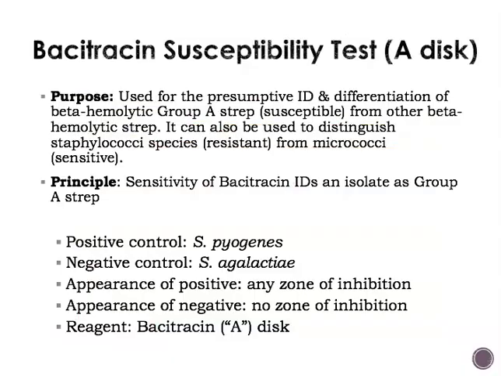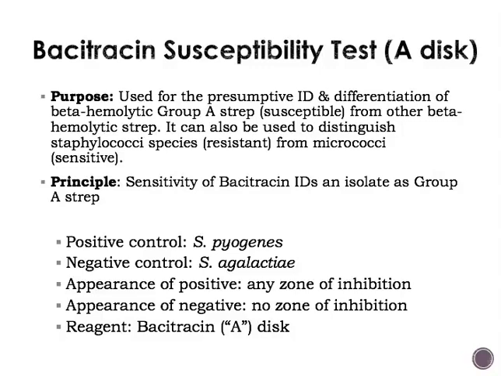Okay, the next test is the bacitracin susceptibility, also known as the A-disc. We use this one for the identification of group A strep. It is used for the presumptive ID and differentiation of beta hemolytic group A strep, which would be susceptible, versus other beta hemolytic strep species. We talked about this one in Unit 1 also, because you can use this test to distinguish between staph and micrococcus, but in this unit, we're talking about it in regards to identification of group A strep.